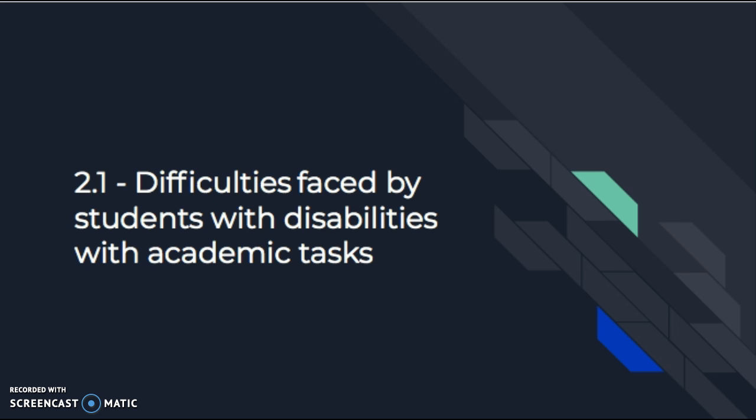And other difficulties that can impact academic tasks but aren't considered academic include social abilities, collaboration, and communicating with their peers. This would impact their ability to work with a group on a task.